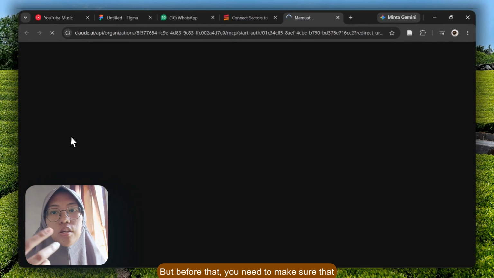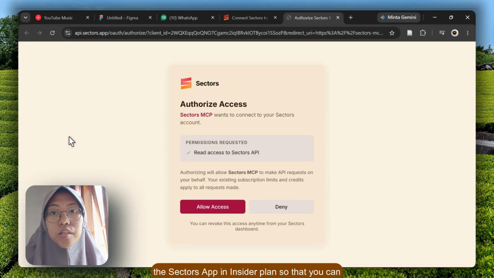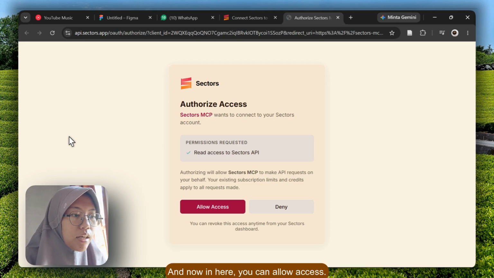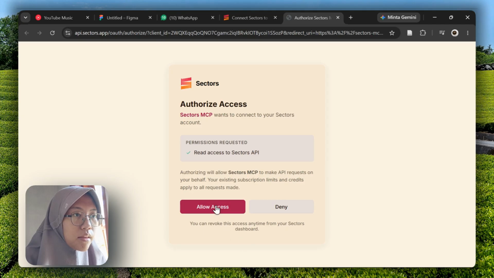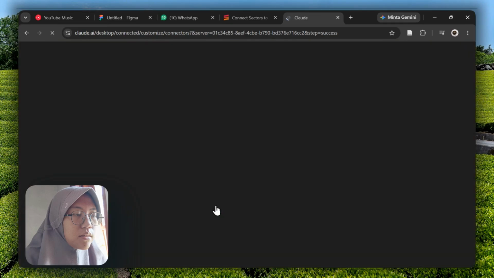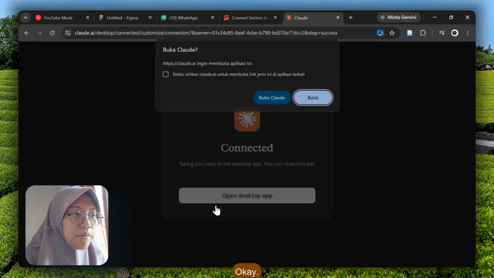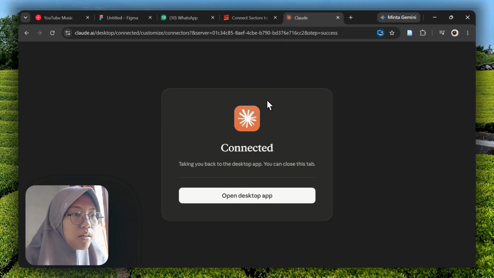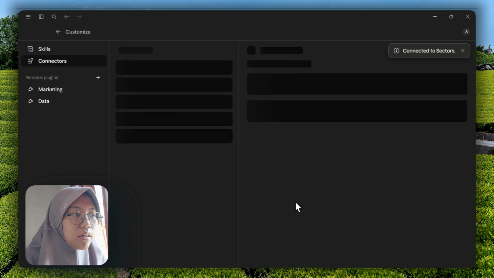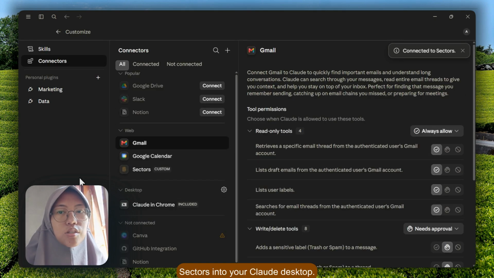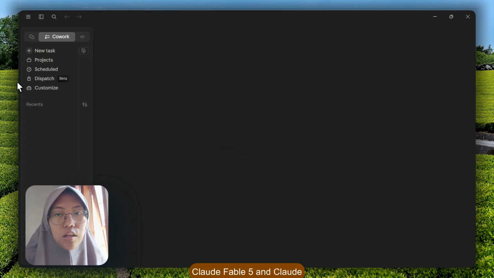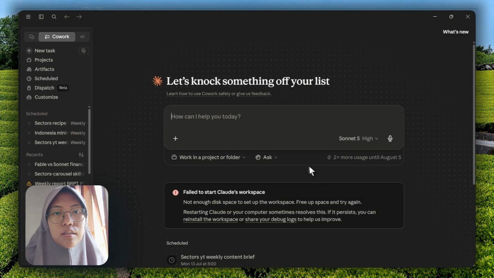But before that, you need to make sure that you have the Sectors app inside your plan so that you can connect Sectors MCP to your Claude Desktop. And now here, you can allow access. Okay, so now you have successfully connected Sectors to your Claude Desktop. And now we can start our experiment comparing Claude Fable 5 and Claude Sonnet 5.